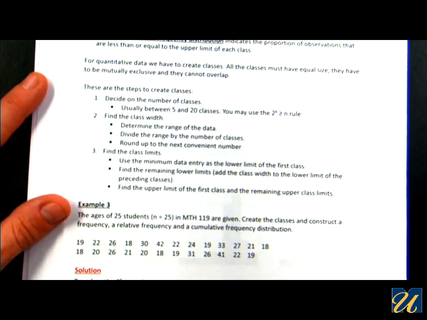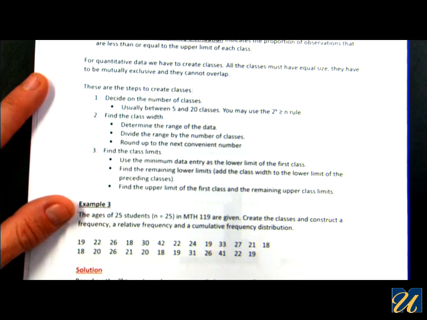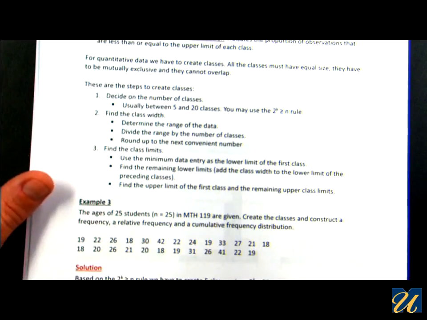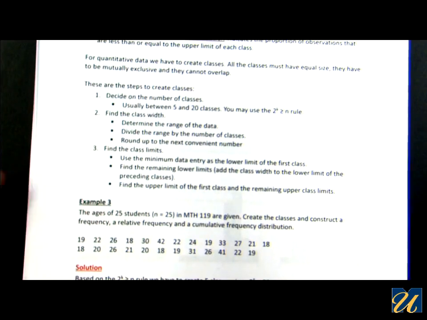We always start the lower limit of the first class with the minimum data entry, and then we find the remaining lower limits by adding the class width to the lower limit of the preceding class. We find the upper limit of the first class, and then we do the same. We keep adding on the class width as we move from class to class. So let's look at an example.